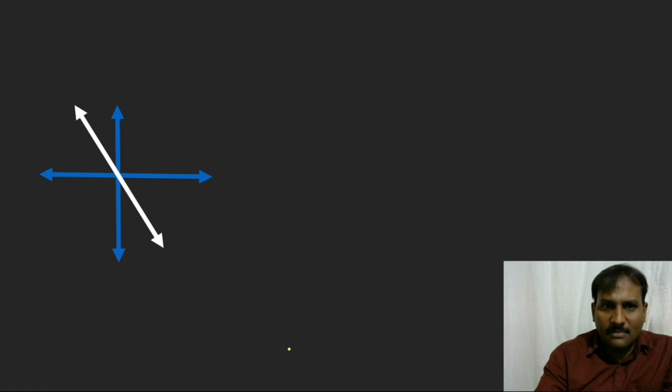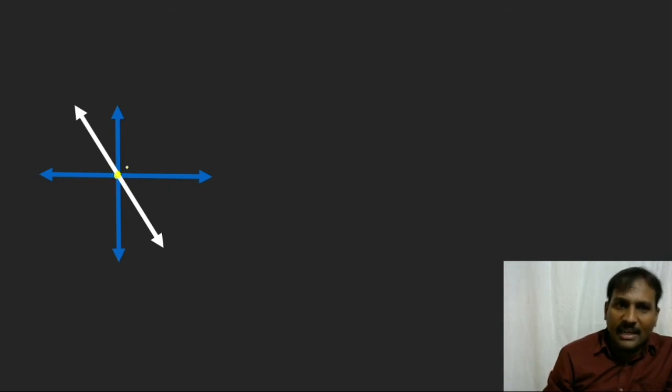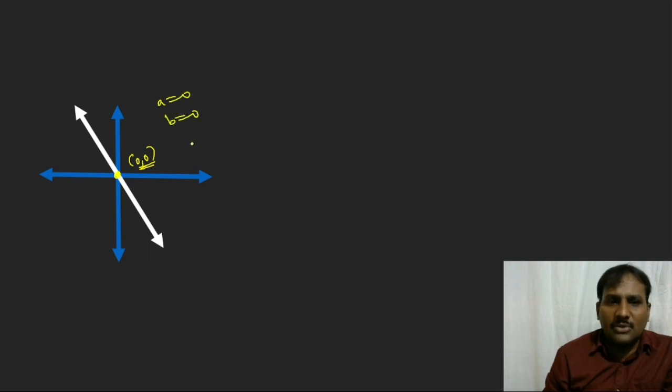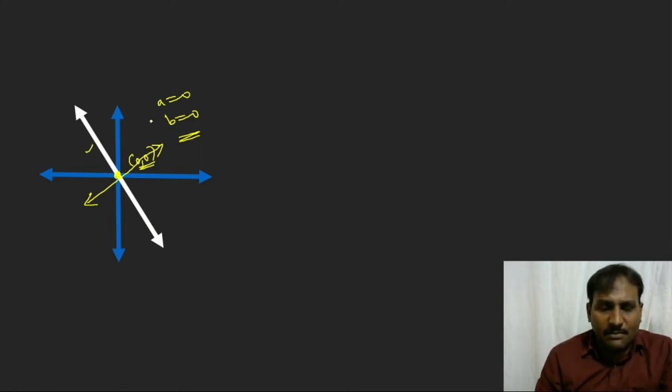Suppose both the x-intercept and y-intercept are 0. See, if you observe, this line is intersecting x-axis at 0 and y-axis at 0. That is, it is passing through the origin. So if a is equal to 0, b is equal to 0, means x-intercept is 0 and y-intercept is 0, then that line must pass through the origin. Whatever be the line, if the x-intercept and y-intercept are 0, then that line should pass through the origin.